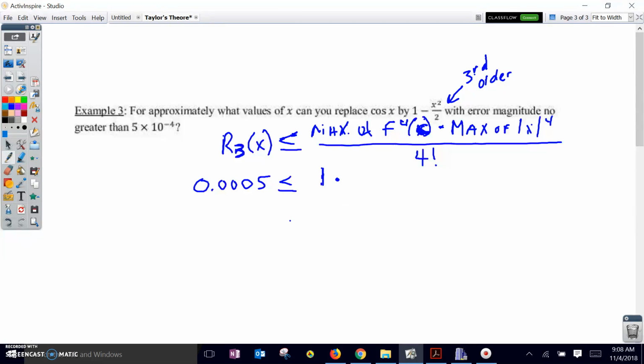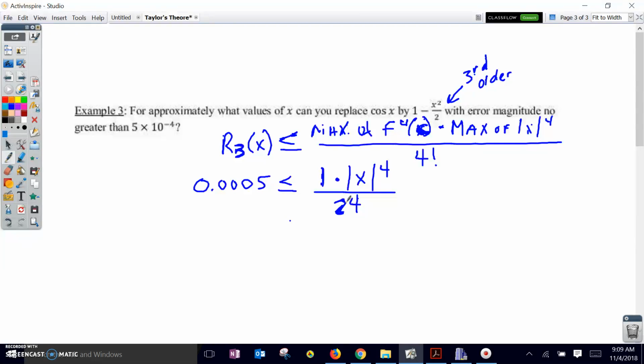And the maximum value of absolute value of x to the fourth is going to happen at the endpoints of the interval, which are exactly what we want to find. So we're going to leave that as absolute value of x to the fourth, all that over 4 factorial. And now we just need to solve this equation, and that's going to give us everything that we need to know about the interval. Or pardon me, solve this inequality.